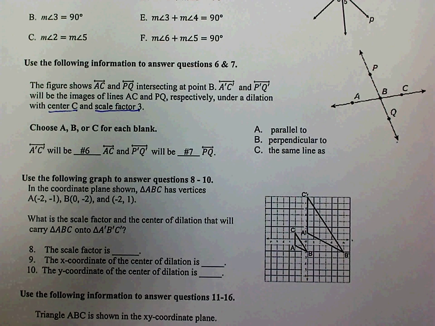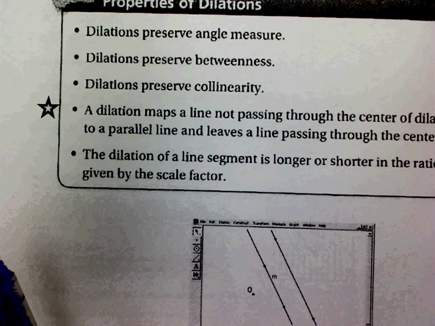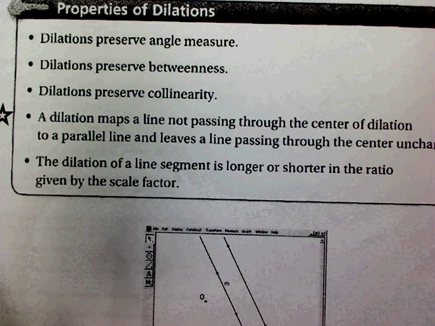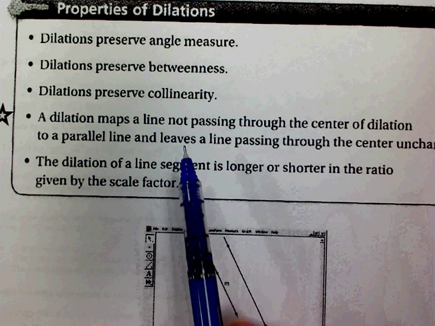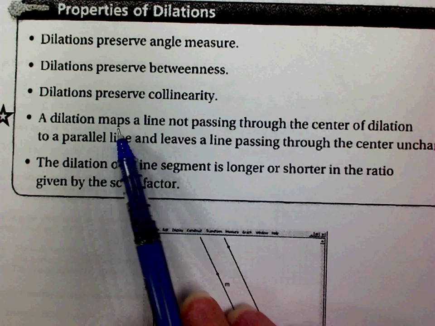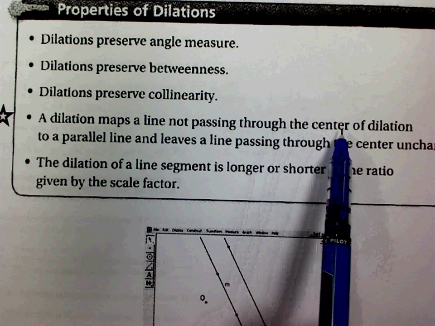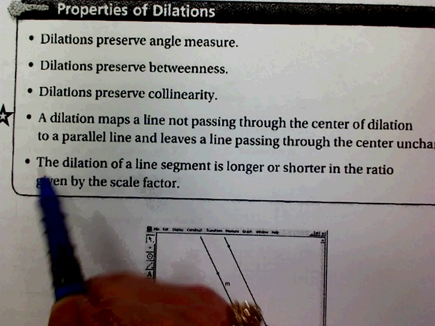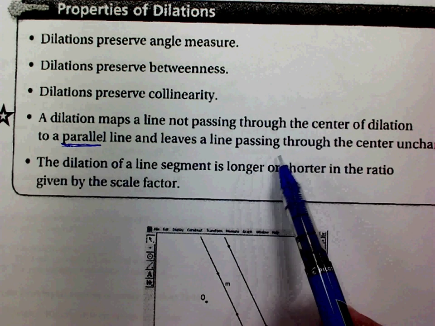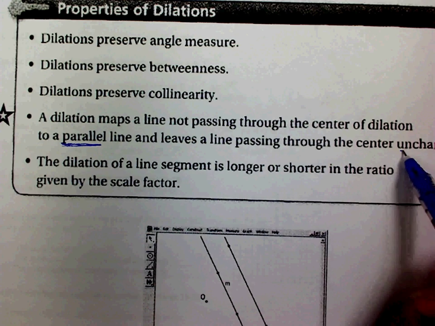which is point C. I want to show you the properties of dilations that we went through, and this is the property that we're using to answer this question. It says a dilation maps a line not passing through the center of dilation to a parallel line. It leaves a line passing through the center unchanged.